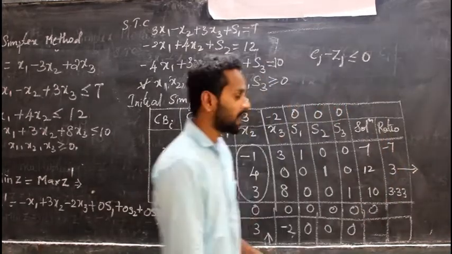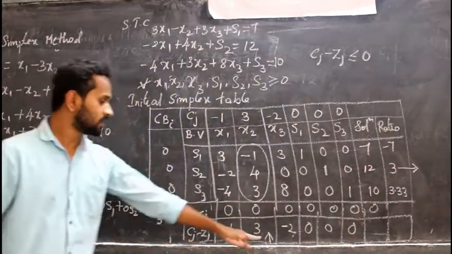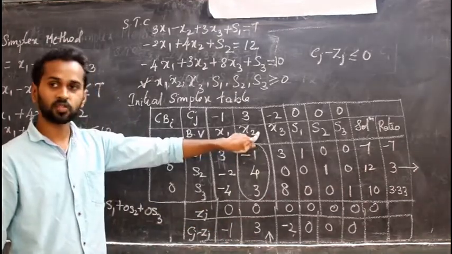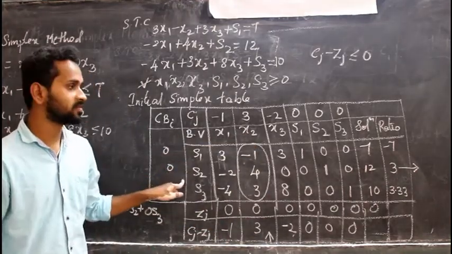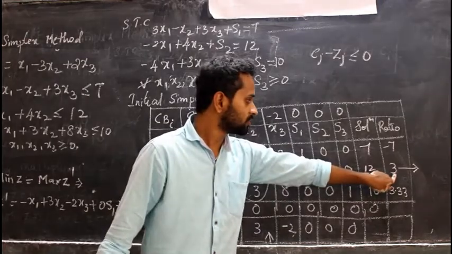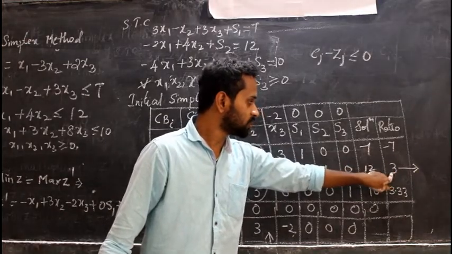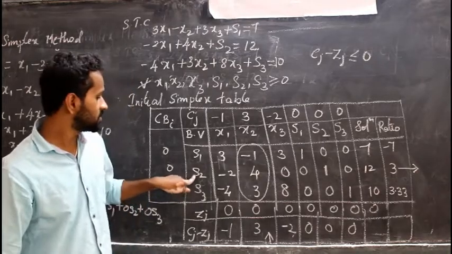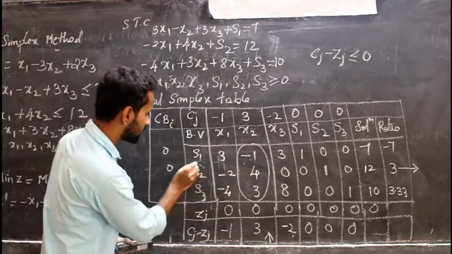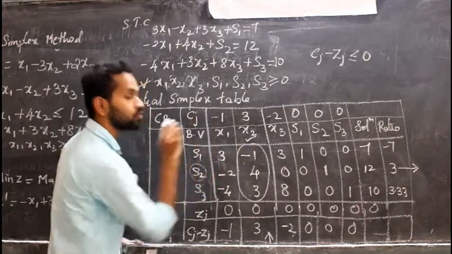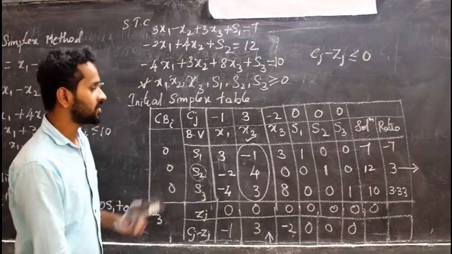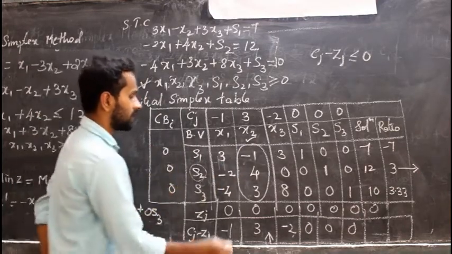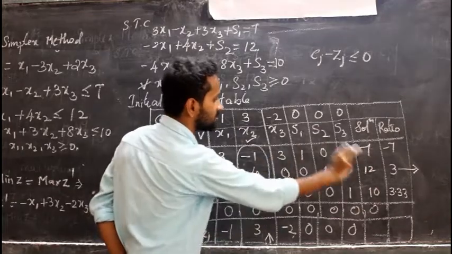Is it clear? So the arrow marks indicate that x2 gets inside the system. The corresponding variable for minimum ratio 3 is s2, which goes out from the system. That means s2 is replaced by x2. You get that? Now after replacing that, I need to identify new values for the entire system.